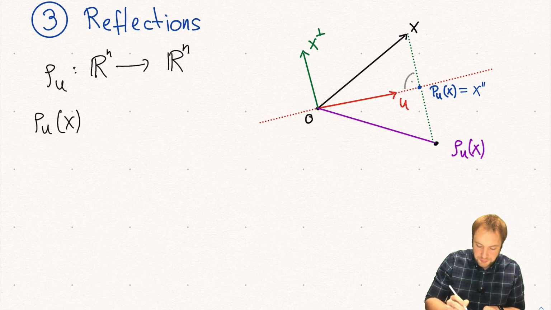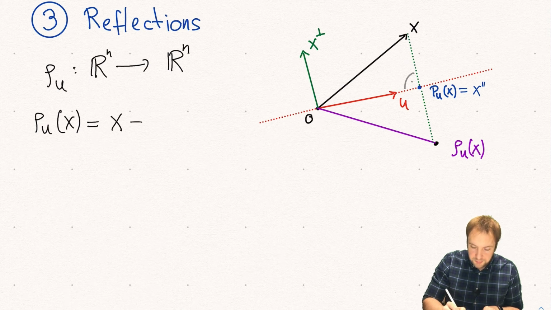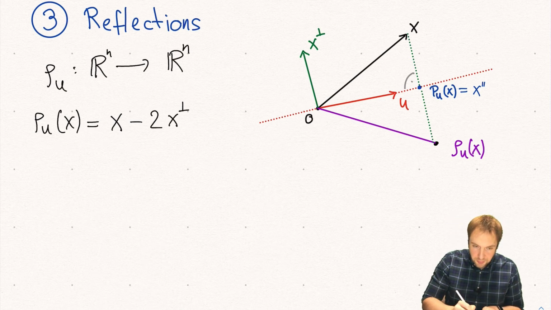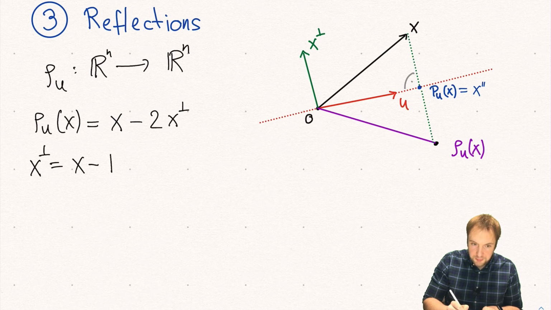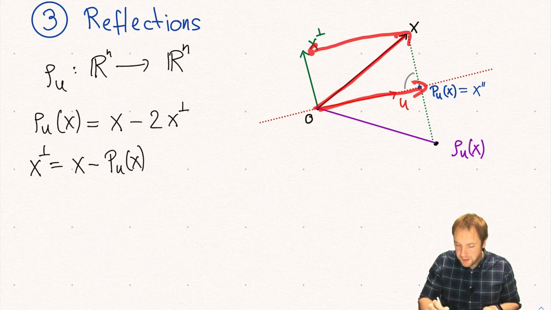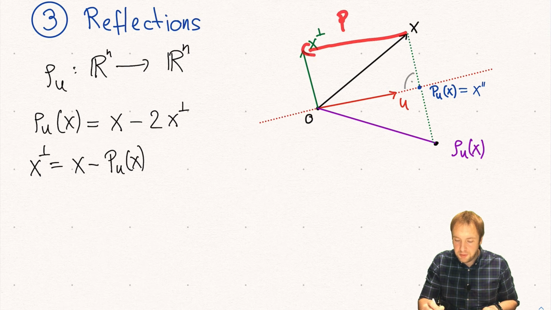So this rho u of x we want to define as follows. It's x minus 2 times this x orthogonal. And recall, this x orthogonal was given by x minus Pu of x. So this green line here is this minus this, right? Because here we can go from x to this x orthogonal by subtracting Pu of x.